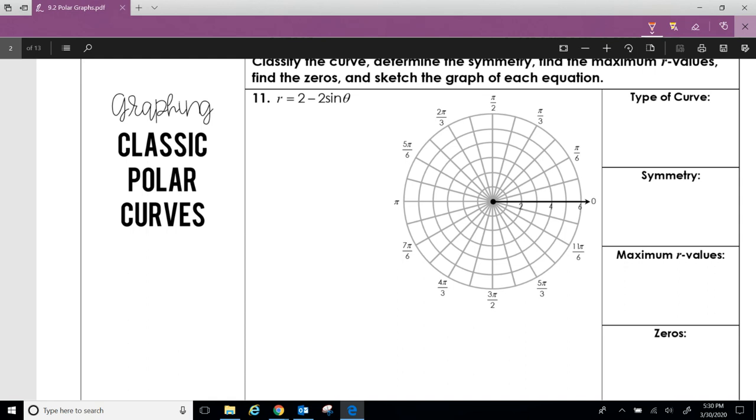Welcome back to section 9.2 Precalculus. We're going to start graphing some polar curves. Looking at number 11 here, we've got r is equal to 2 minus 2 sine theta.